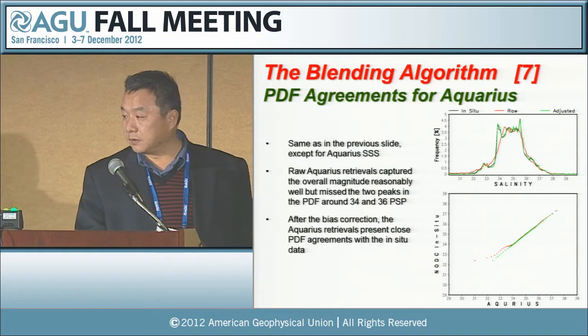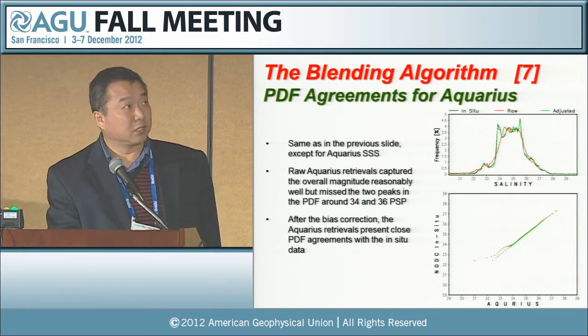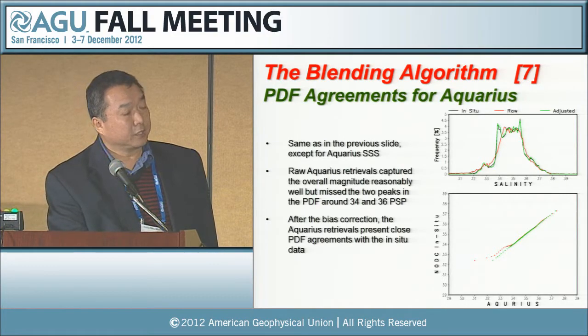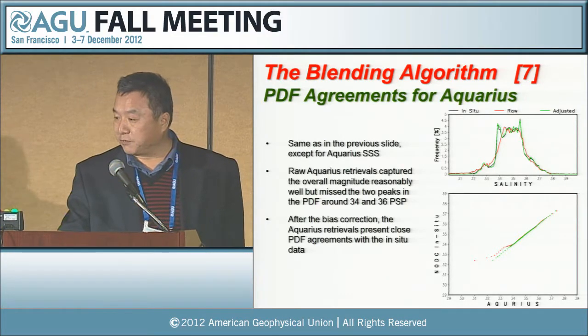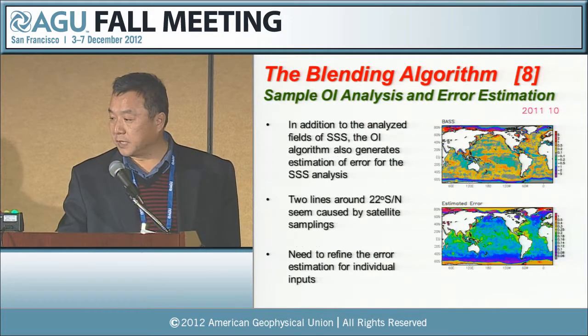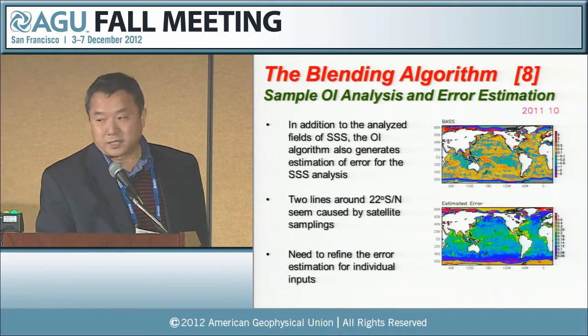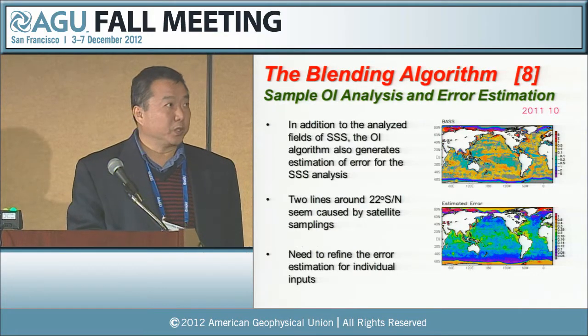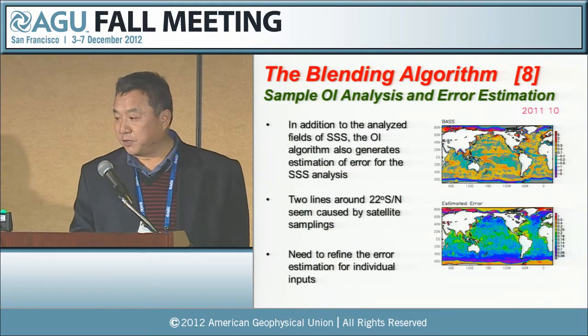And this is the same thing, but this time for the Aquarius. You can see also after the bias collection, the PDF for the bias collected Aquarius matches closely with the in-situ data. And the OI is straightforward. We put in the observations. Of course, we need to define the errors for each individual input.